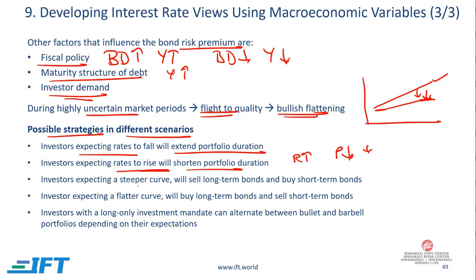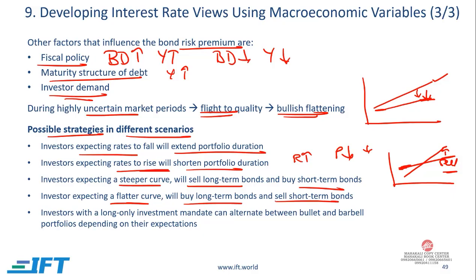If investors are expecting a steeper curve, they will sell long-term bonds and buy short-term bonds. So if this is the original yield curve and investors are expecting a steepening like this, what makes sense is that they sell long-term bonds, so sell over here, because here the rates are going up and bond prices will fall. So it makes sense to reduce the exposure here at the long end and increase the exposure at the short end. Investors expecting a flatter curve will do the opposite. So they will buy longer term bonds and sell shorter term bonds.